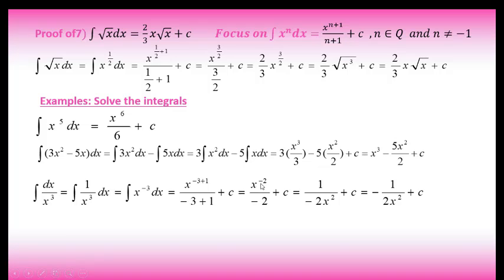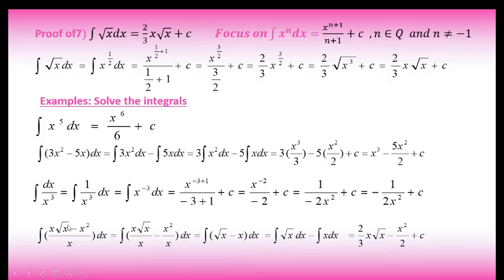The answer should be expressed in positive exponent. Listen to me, the answer should be expressed in positive exponent. Now x power minus 2 goes to the denominator: the final answer is minus 1 over 2x squared plus c.